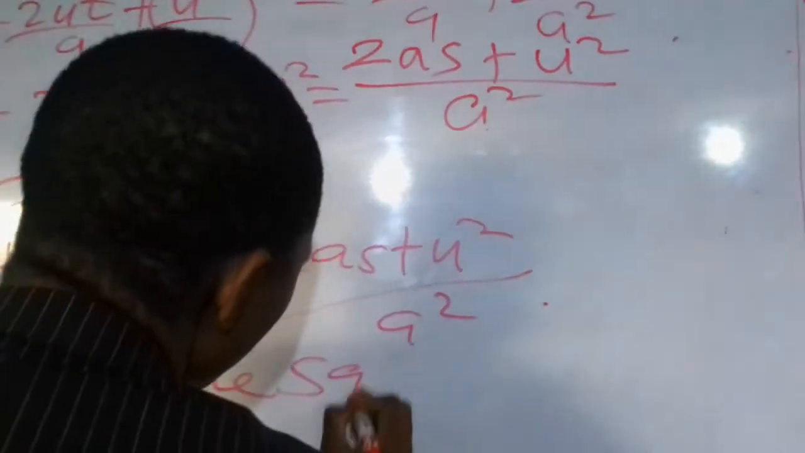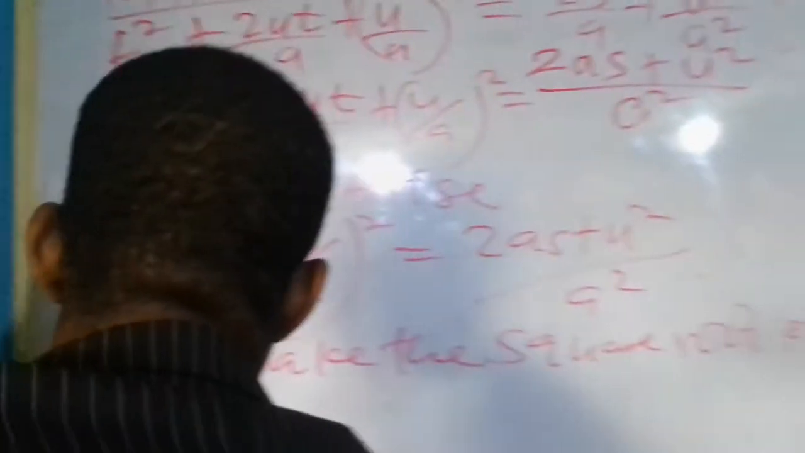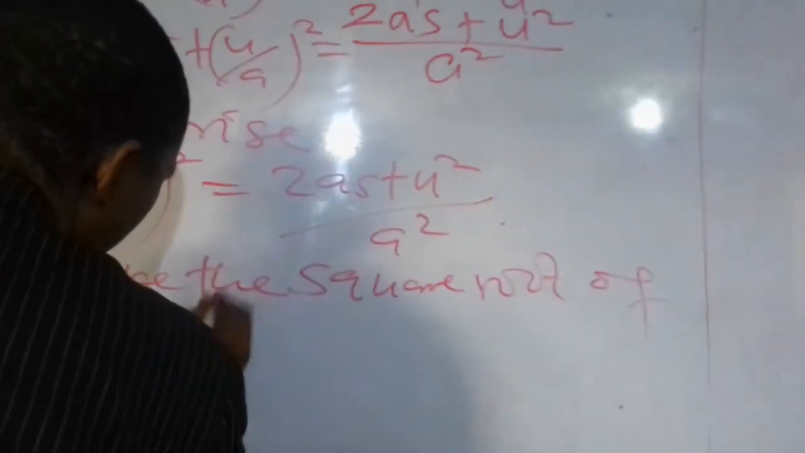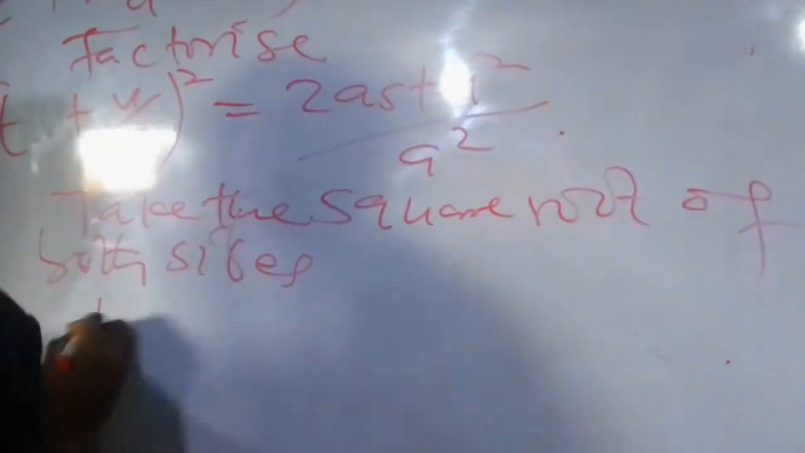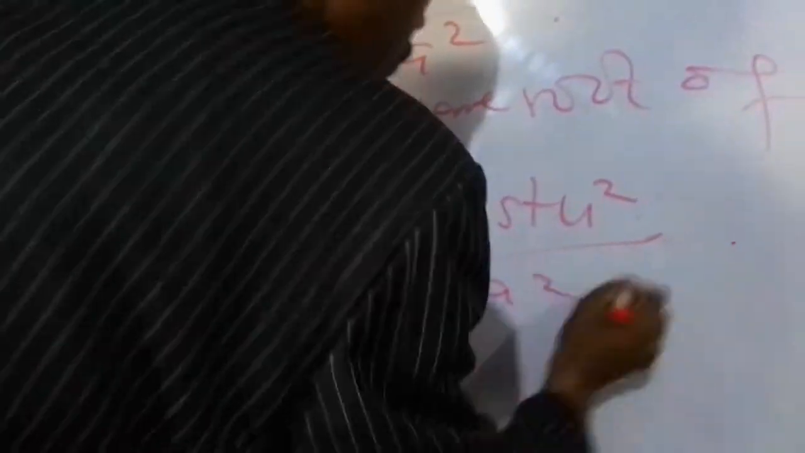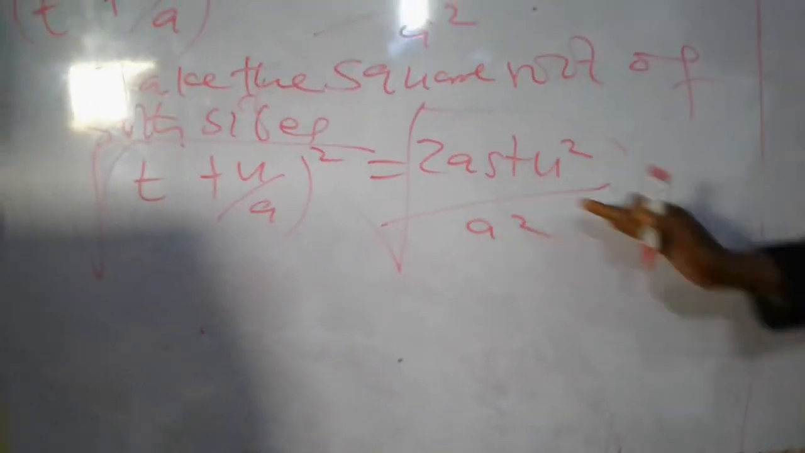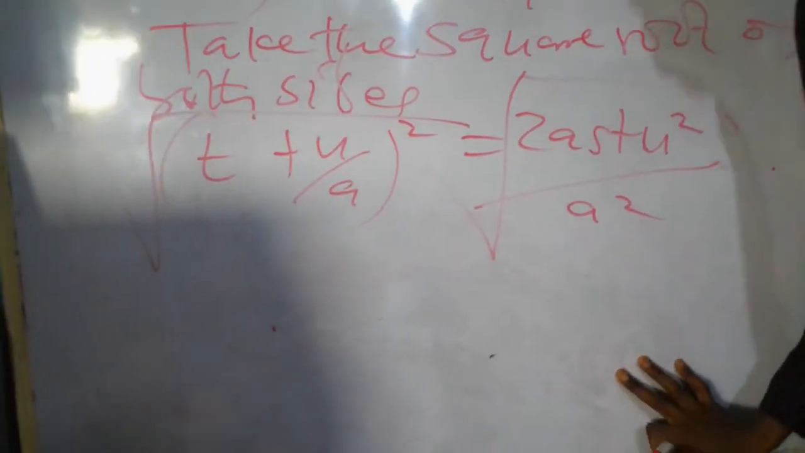Taking the square root of both sides, we have the square root of (T plus U all over A) squared is equal to the square root of (2AS plus U squared) all over A squared. There is a square root on this square, so it can cancel the square root.